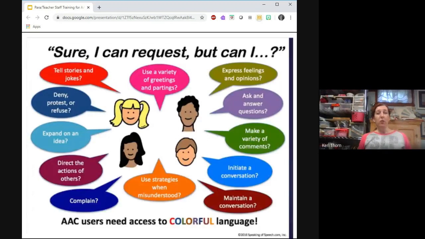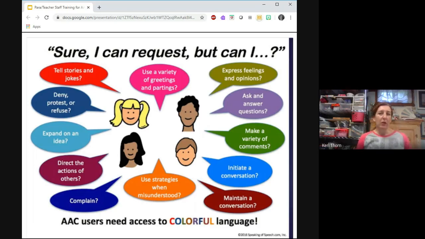So this comes up a lot. Requesting is really where we start with a lot of our students because it's concrete and it's cause and effect. They ask for a ball, they get a ball. They ask to go to the bathroom, we take them to the bathroom. They ask for water, we give them water. Cause and effect, very concrete, works for our students. But there's so much more out there.